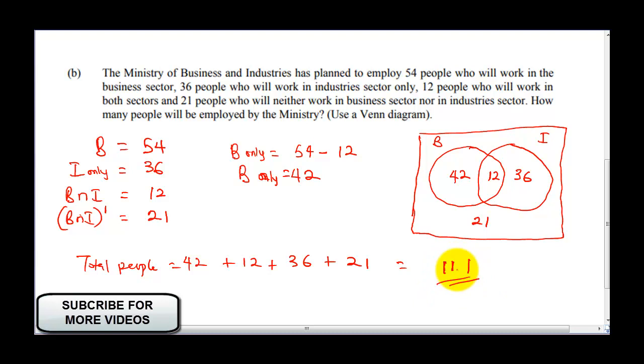So a total of 111 people will be employed by the ministry. Now, this question requires you to state this concept like this and explain it. Once you show a Venn diagram carrying all this information and how you got your information, then you will get the maximum mark for this question.